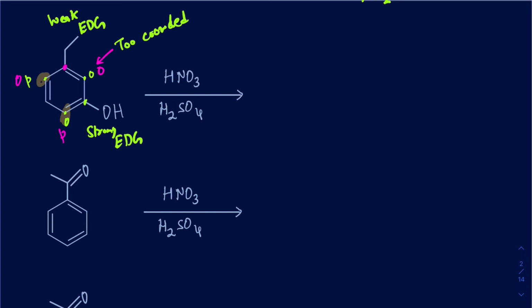So I'm going to go ahead and make my major product. Just copy this down. So let's take this out here. So the major product is going to have the NO2 group here. So I'll say this is going to be least sterically hindered.